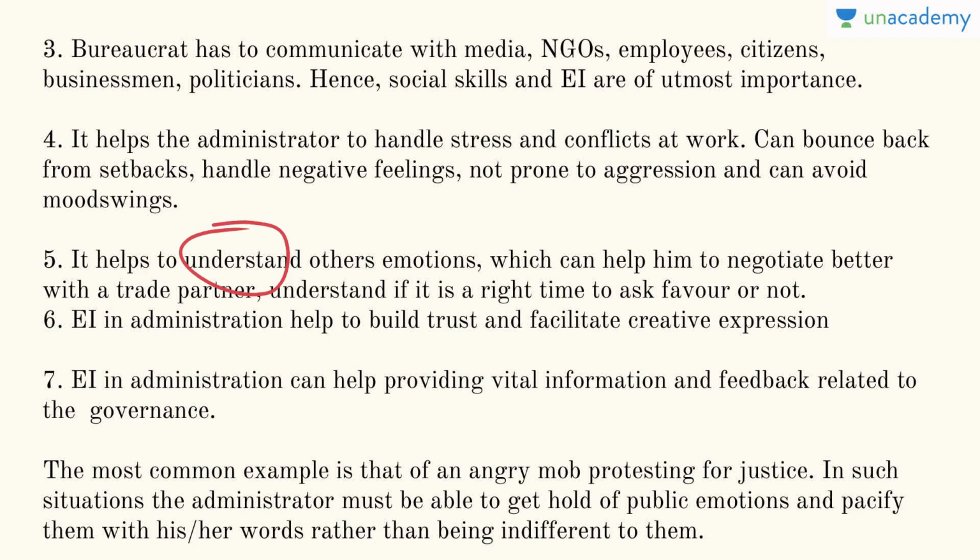Now it also helps to understand others' emotions, which can help him to negotiate better with a trade partner and understand if it is the right time to ask for a favor or not. Now emotional intelligence in administration can help to build trust, facilitate creative expression, etc. So these points are also very important. Now emotional intelligence can help you provide vital information and feedback from your peers, from your superiors, from your juniors when it comes to governance.